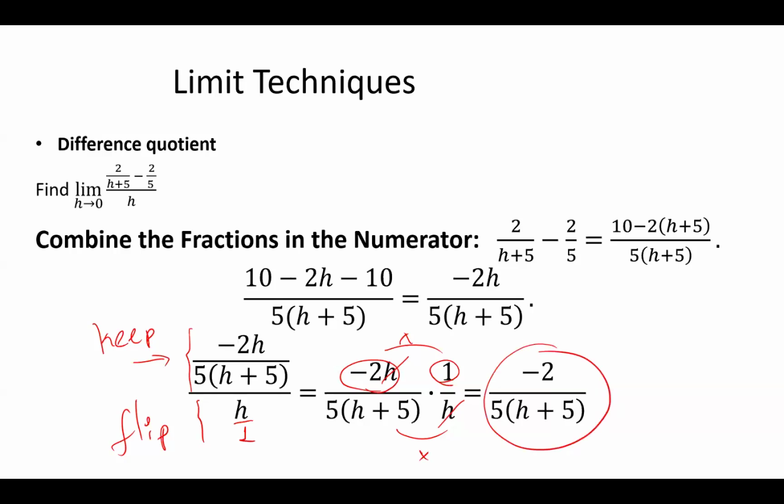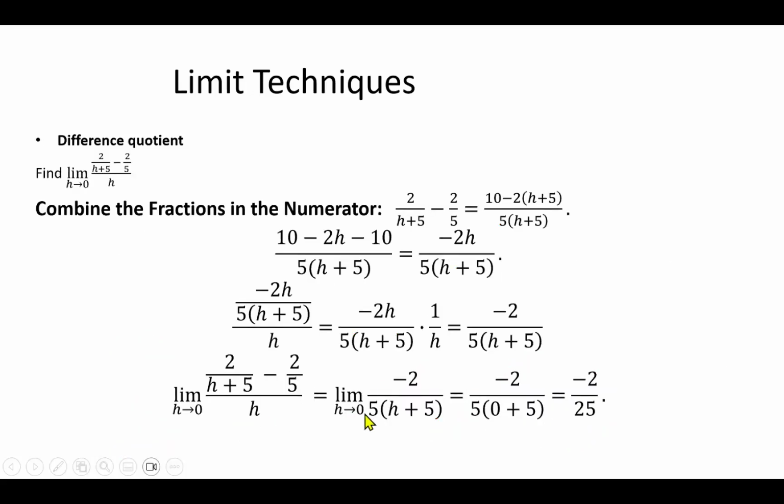All right, then. Just like before, at the beginning, I couldn't plug in 0 because if you plug it in, you actually get 0 divided by 0. But once I've done all of these simplifications, I get this expression. And indeed, in this expression, I can plug in 0. Then my limit is going to be 5 times the quantity 0 plus 5, which is just 5, and 5 times 5 is 25. So my final answer is negative 2 over 25.